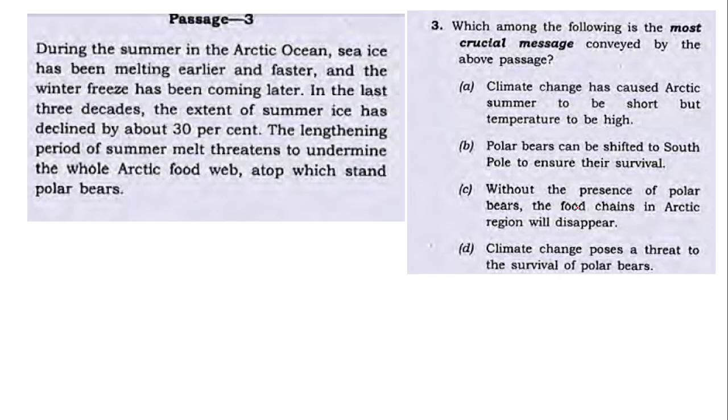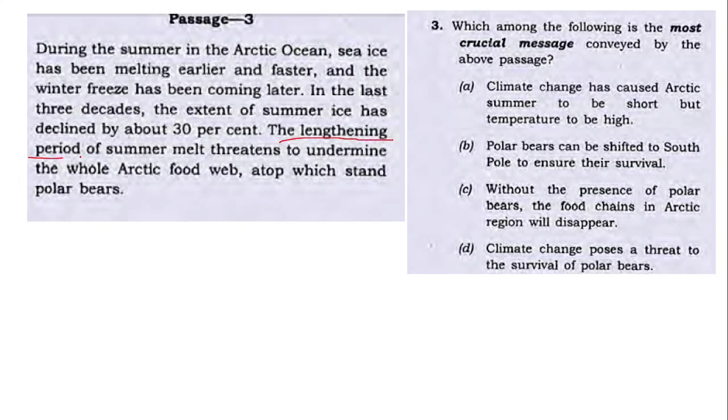Passage 3 looks quite short compared to the previous one. During the summer in the Arctic Ocean, sea ice has been melting earlier and faster. So, climate change. And the winter freeze has been coming later, meaning the summer is starting early but ending late. So the summer is long. In the last three decades, the extent of summer ice has declined about 30%. The lengthening of the period of summer is very important.